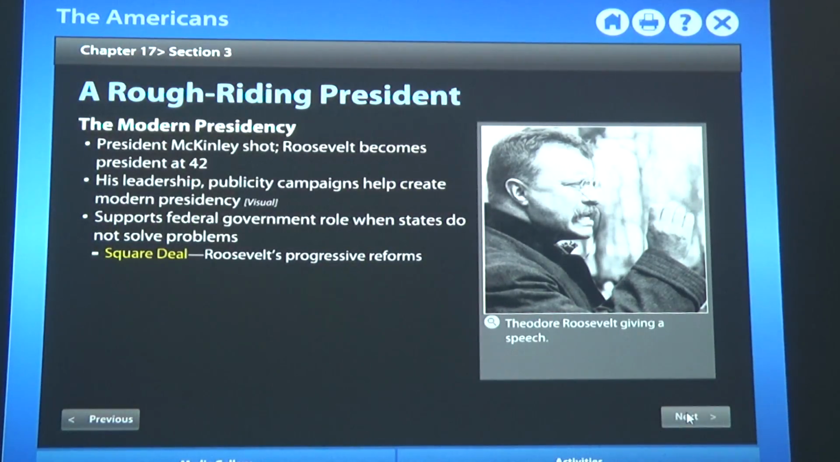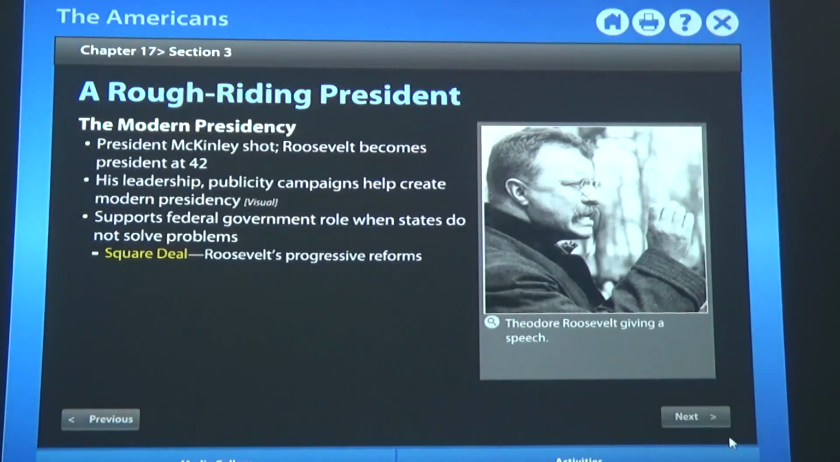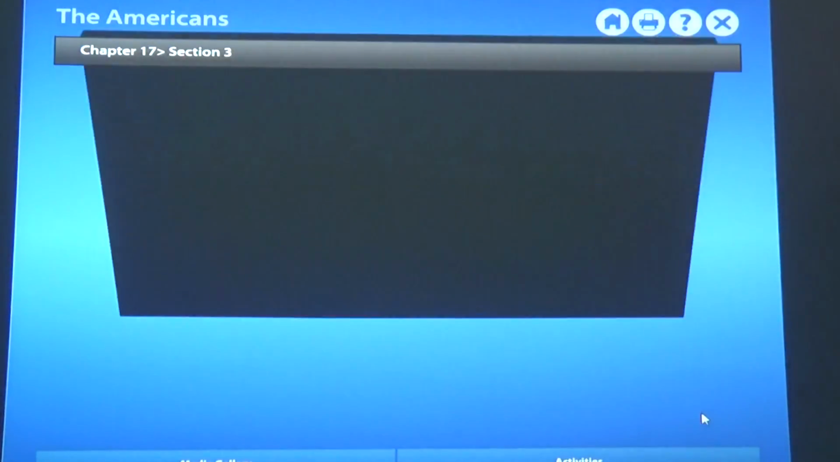His leadership and publicity campaigns helped create the modern presidency, which means basically that the president can determine the agenda for our country. In this case, also the idea of a square deal, these progressive reforms that Roosevelt went out and spoke a lot about and brought his message to the people, using what's called a bully pulpit to get his points of view across. Rather than going to the press or to Congress, he went right to the people themselves. Very energetic guy. He drank like 40 cups of coffee a day as well. So interesting character, Mr. Roosevelt.